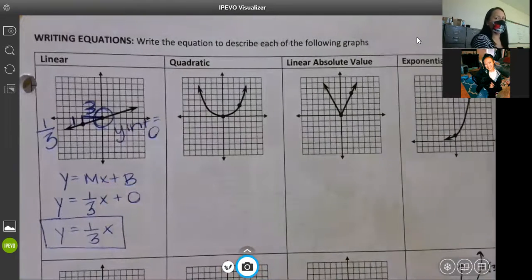I'm going to do like I did yesterday, and I'll go through all the linears. So I'm going to go down this column, and then I'm going to go to the absolute value because you pretty much write them the same way. And then we'll go to quadratic and exponential.